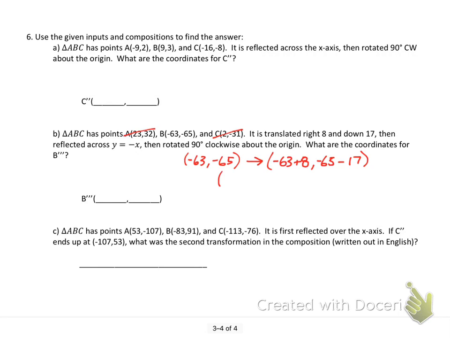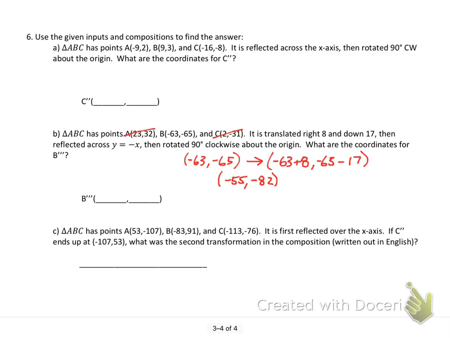So we can do that math real quick. This is where you might want to have a calculator, but you might not need it also. Negative 63 plus 8, what is that going to be? Negative 55. Negative 65 minus 17 is... Anyone got that? Negative 65 minus 17? Negative 82. All right, so, and I'm not saying this mockingly, but have your calculator. If you're worried you're going to make a mistake on that, just use a calculator on the test.